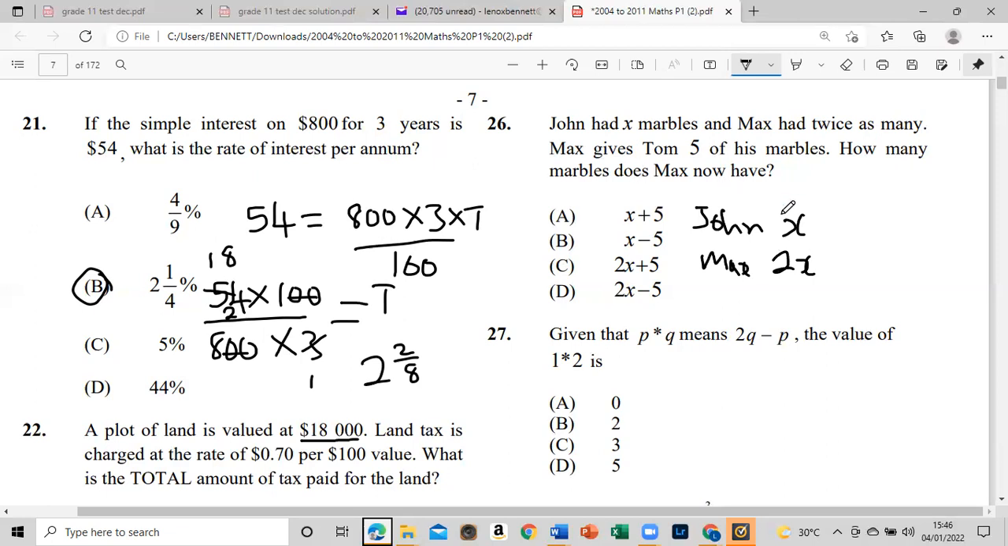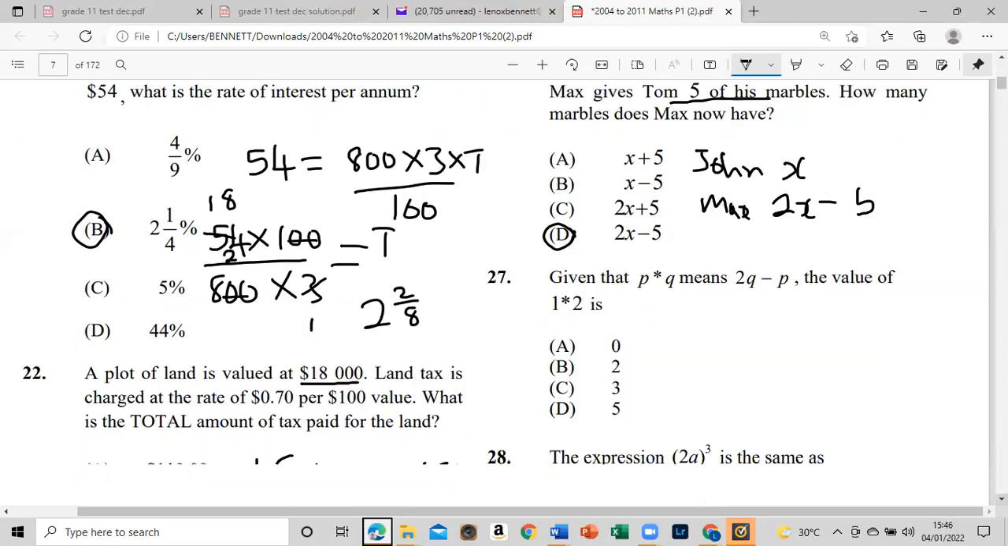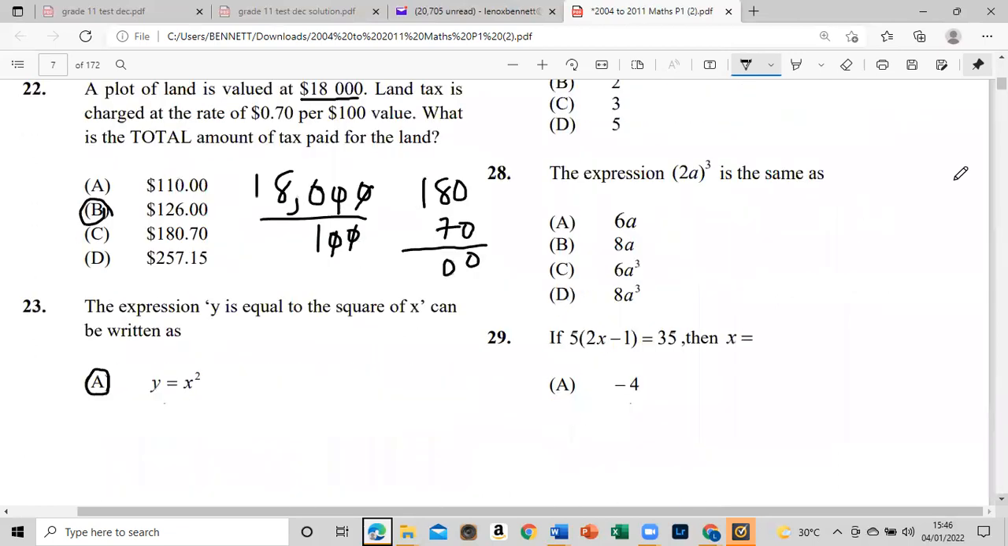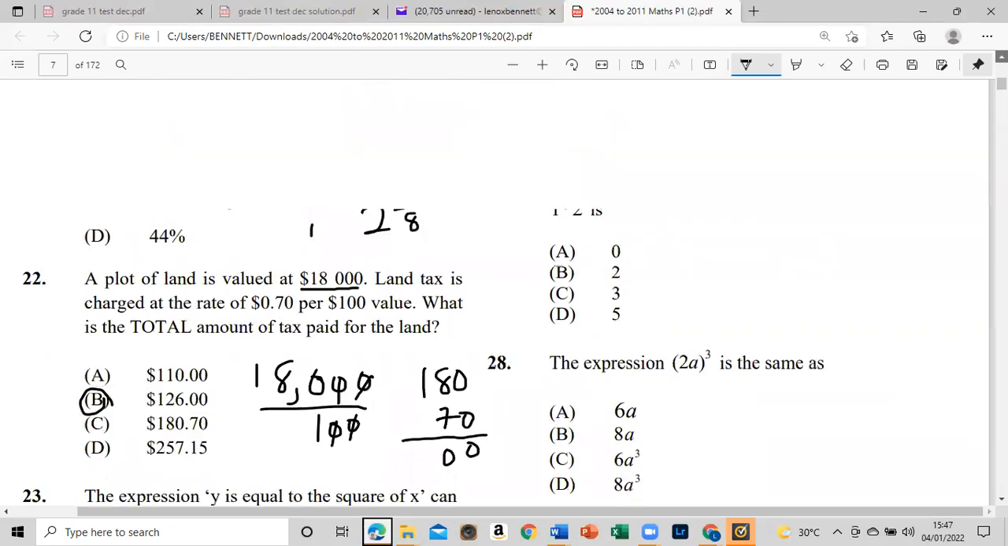So Max has twice, so that will be 2x. And then they say Max gives Tom 5. Oh, so you give 5, so you have to minus 5 for Max. So you have to be very careful. So maybe guys break it down because we're not smart like that. You have to write it down. Don't bother freestyle, alright? Just write down the information. When you have the information in front of you, it's much easier.